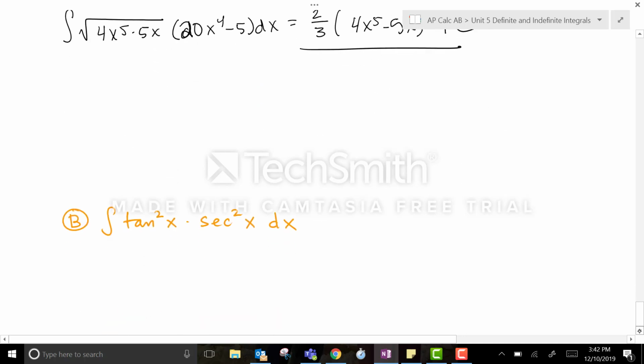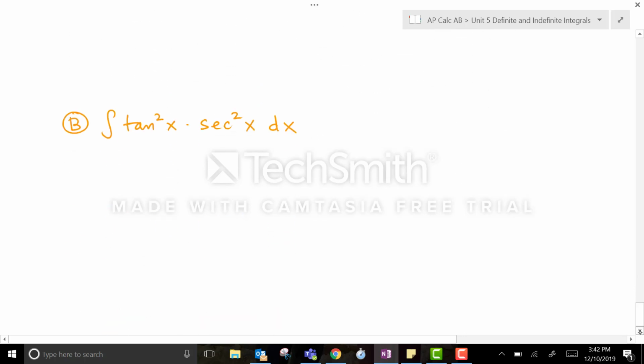One more here. Try this guy out on your own. Please pause the video and give yourself a second to try it with trig. All right, we identified earlier that u here is going to be tangent of x. I know that the derivative of tangent of x is secant squared of x, so therefore dx is du over secant squared of x.